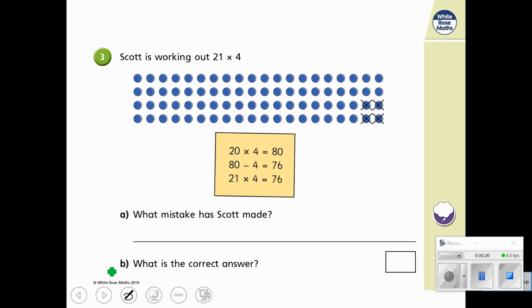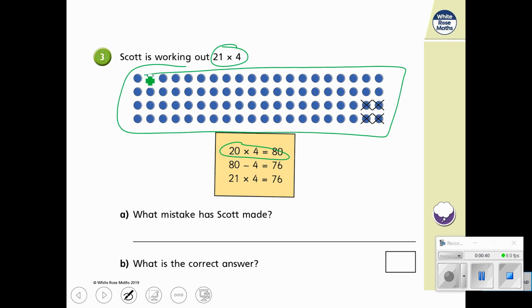Right, so we have Scott here, who is trying to work out 21 times 4. So what he's done is he started by finding 20 times 4, and he's drawn an array. And here you go, here's your array. We have got 4 rows of 20. Then he's crossed out or taken off 4 counters. Can you see that there? And now believes that he has the answer to 21 times 4, which is 76.